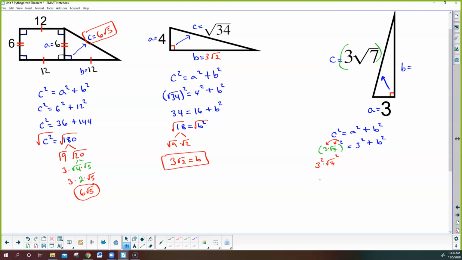So the 3 is squared. Well, we know that 3 squared is 9. And then the square root of 7 is squared, which reduces, the square and square root go away, so you're left with 7. And 7 times 9 is 63. So that's how this part all breaks down. And then that's equal to the right-hand side, 3 squared, which is 9. And now it's the same work we did for the other two, just get b by itself. So if I subtract 9, I'm left with 54.